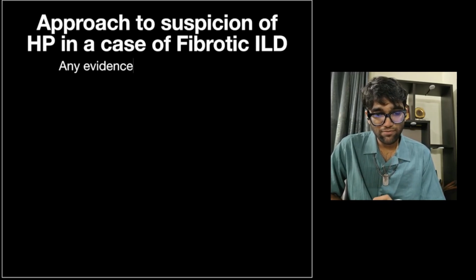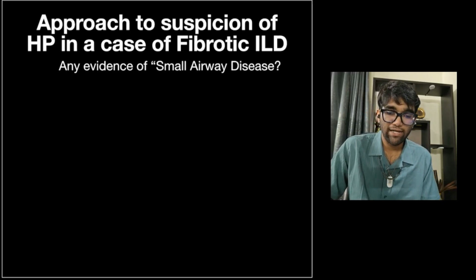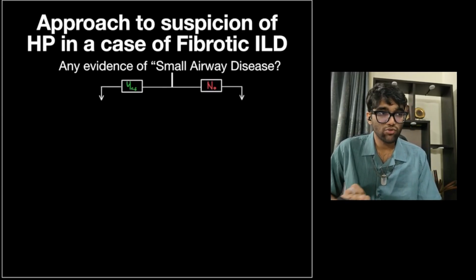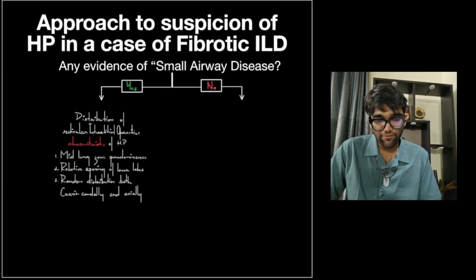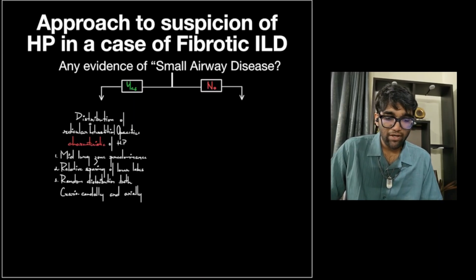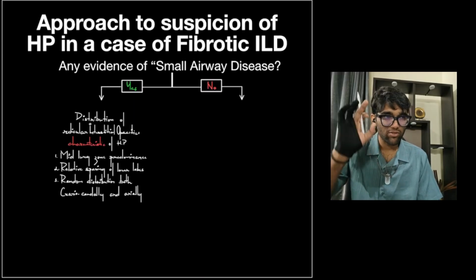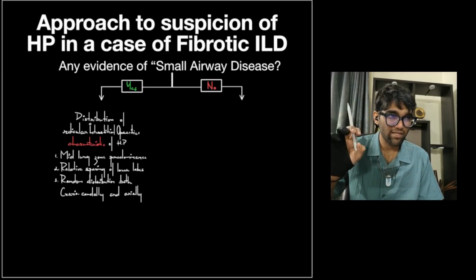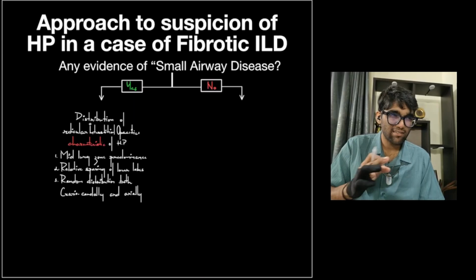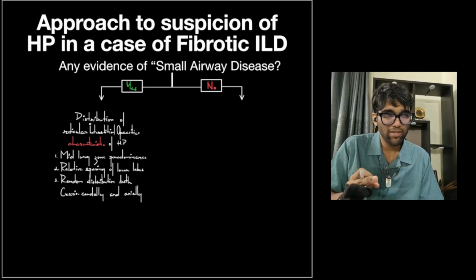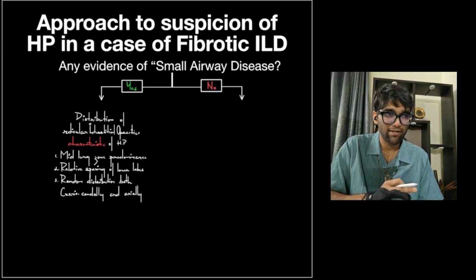Now, when you have suspicion of HP in a particular case of fibrotic ILD, you first see, is there any evidence of any of those three things? Any evidence of small airway disease? If yes, you look for the distribution. If it is either mid lung zone predominant, or it is showing a relative sparing of the base, which is the inverse of what would happen with UIP, or there is a random distribution, where the apex is affected, then the base is affected, or there is some very prominent axial involvement, then it would not be a UIP pattern from that perspective.